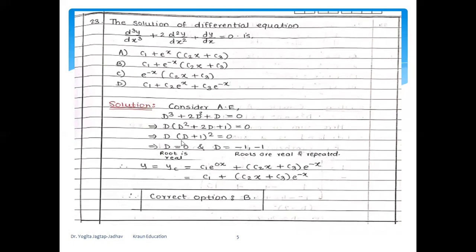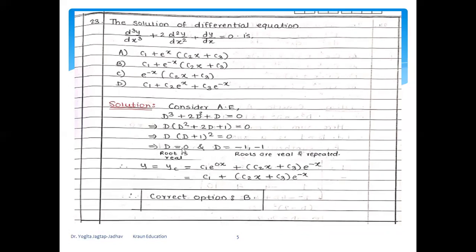This bracket is a square of D plus 1. Therefore, we have D into D plus 1 whole square equal to 0, and this gives us what? D equal to 0 and D equal to minus 1 repeated twice, because here we have a square quantity. From this we get D equal to minus 1, minus 1. Therefore, the first root is real and distinct, and the remaining 2 roots are real and repeated.